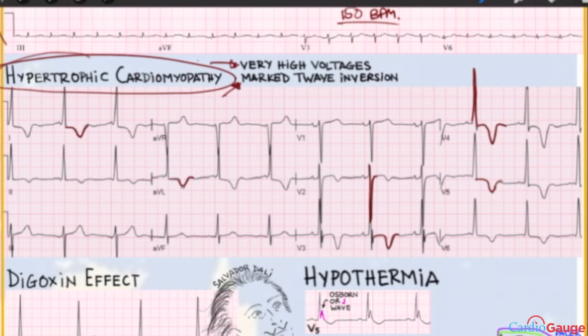How do you tell the difference between this and ischemia? Well, the T-wave inversion is very diffuse. It's very pronounced, and it's associated with high voltage.